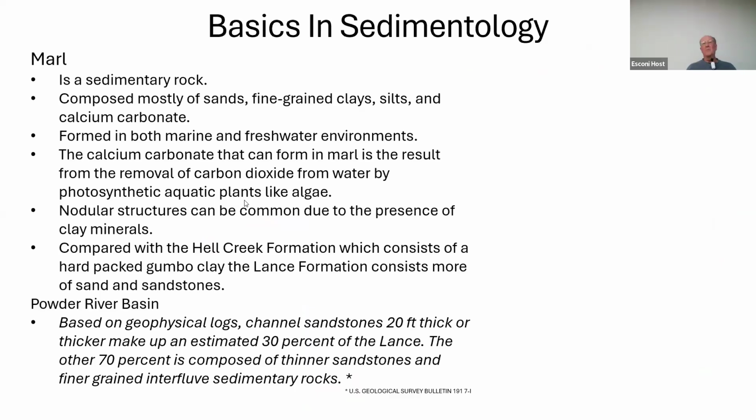What is marl? Basically, it's a sedimentary rock. It's composed mostly of sands, fine-grained clays, silts, and calcium carbonate. It's formed in both marine and freshwater environments. The calcium carbonate, which is very interesting, a lot of it is formed from, of all things, algae. Photosynthetic aquatic plants tend to remove the carbon dioxide from the water, and the calcium carbonate precipitates down to the bottom in layers.